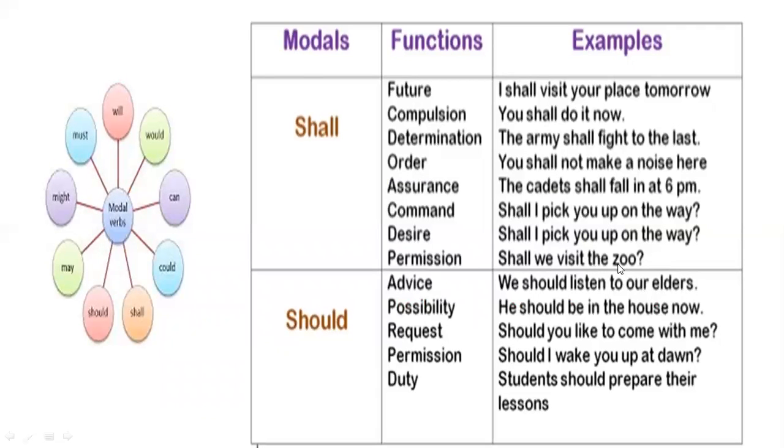Desire: Shall we visit the zoo? The past form of shall is should. The functions are advice, possibility, request, permission, and duty. The examples are: We should listen to our elders. He should be in the house now.